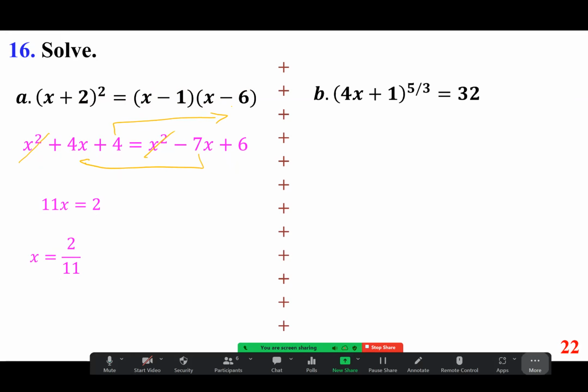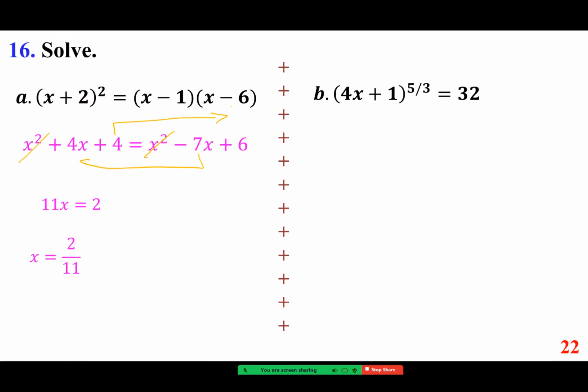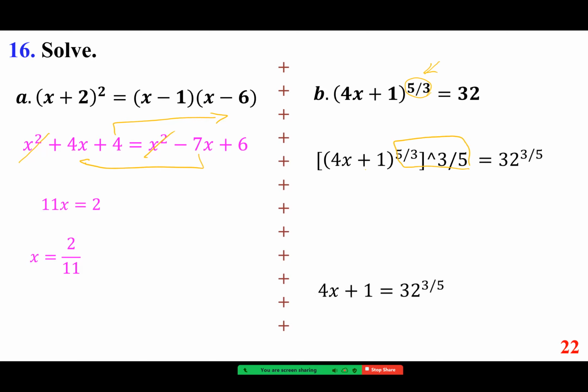All right, we want to solve this, and the best course of action is to undo the exponent. Remember, in this case, it's an exponent of 5/3, that means the cube root. So we're going to raise it to the power that is the reciprocal of this number, which is 3/5, both sides. So these two undo each other, and the left side comes out as 4x plus 1, and the right side is 32 to the power of 3/5.